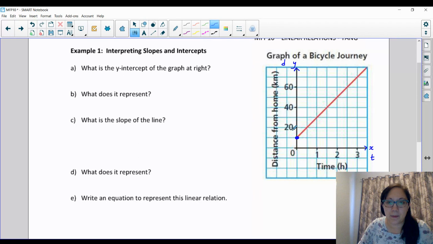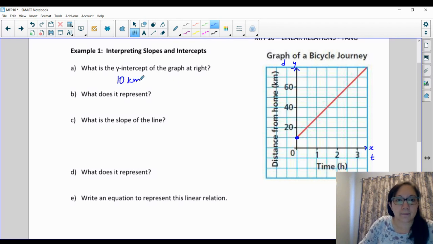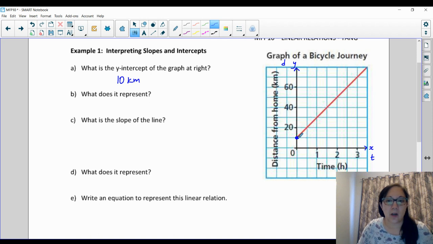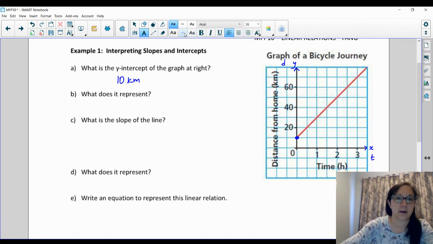And that is halfway between 0 and 20. So that's 10. But we also want to put units on that. So it's 10 kilometers is the correct answer. Don't forget your units as you're writing all of your answers in this section. What does that represent? Well, that's telling us that when the time was 0, the person was 10 kilometers from their house. So it's representing the starting distance of the bicycle journey.